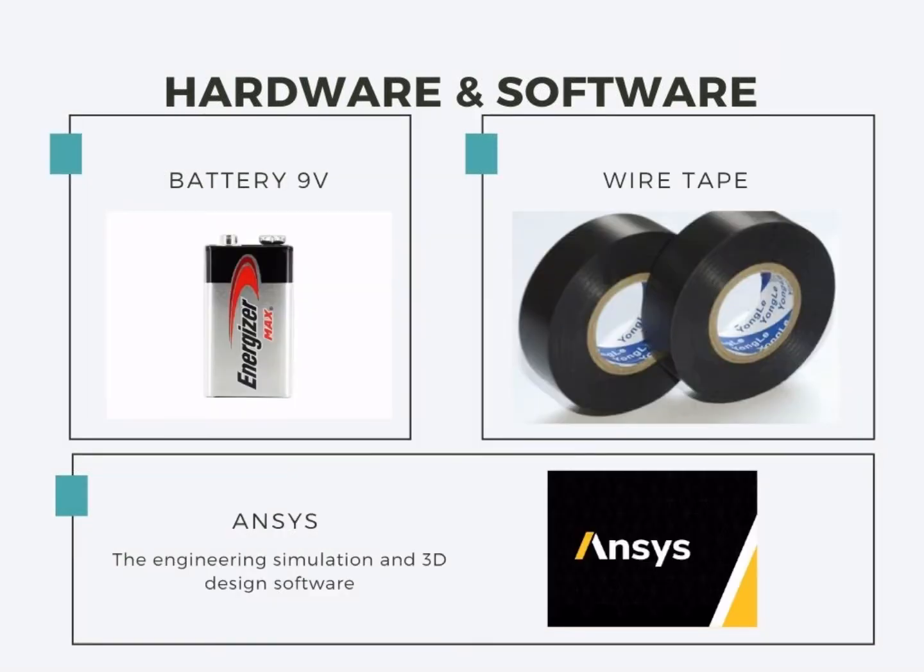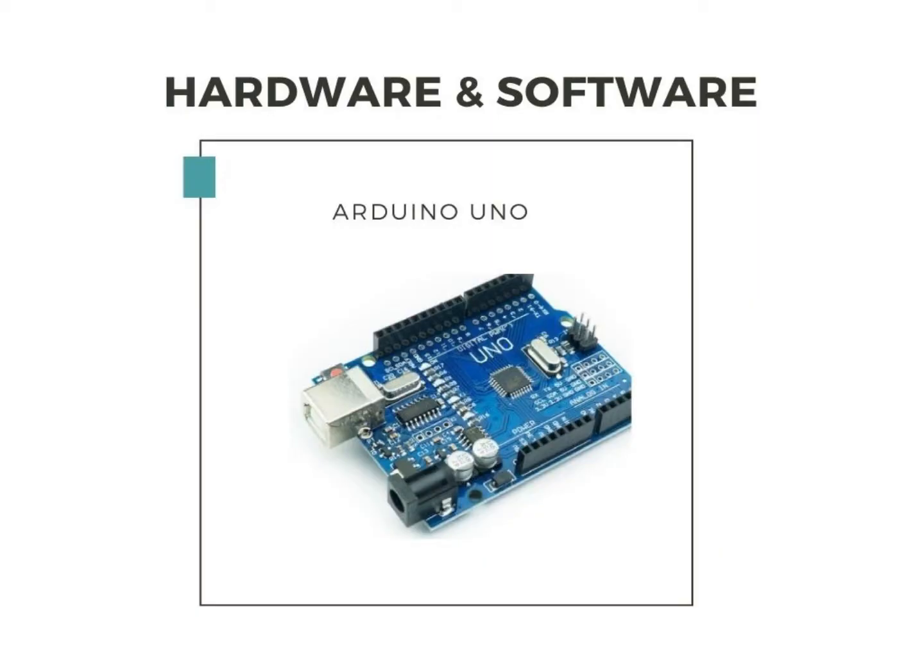Next, I need to use a 9V battery to support the power supply because I am using 4 servos. And then I need wire ties. For the analysis software, I am using ANSYS software, which is engineering simulation and 3D design software. The last is the Arduino Uno. I need to use this because the Arduino Uno will connect directly to the Arduino software.